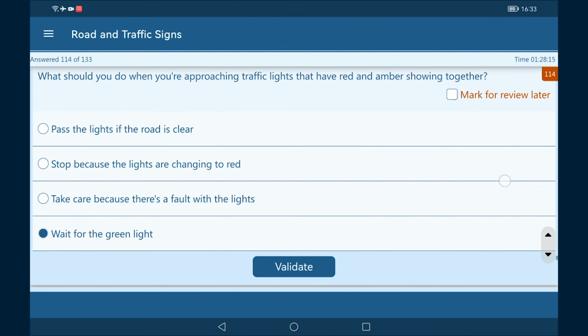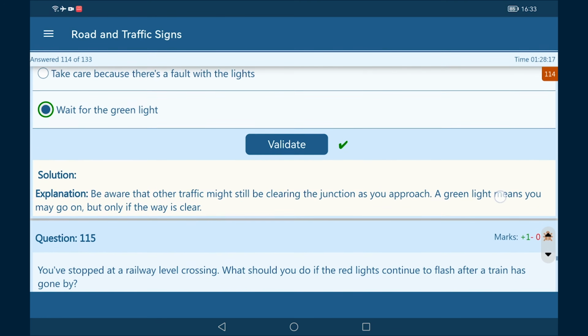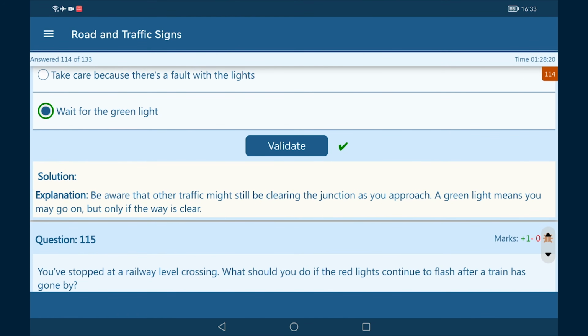Explanation. Be aware that other traffic might still be clearing the junction as you approach. A green light means you may go on, but only if the way is clear.